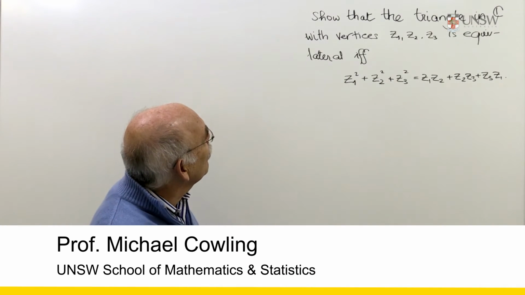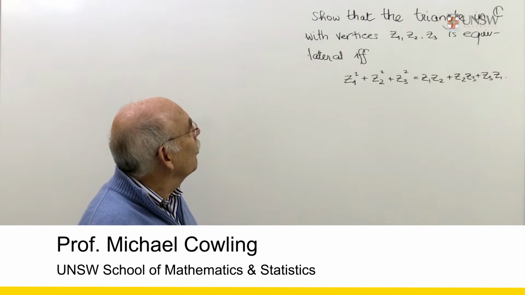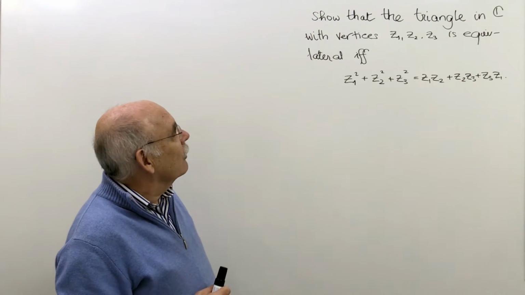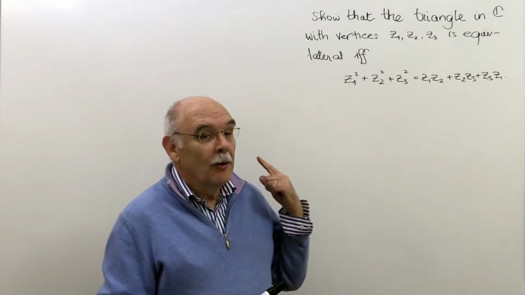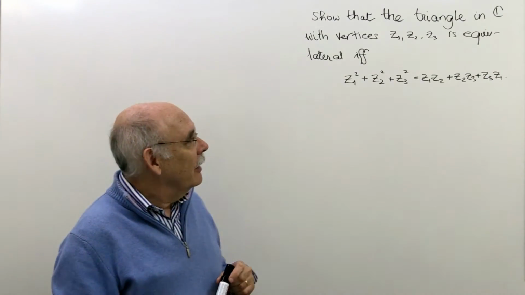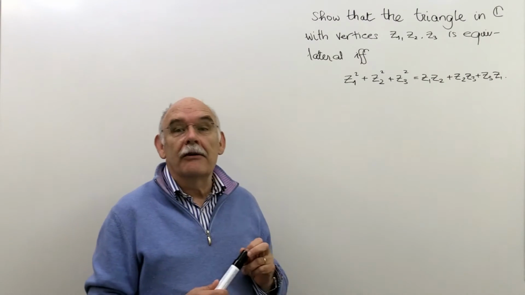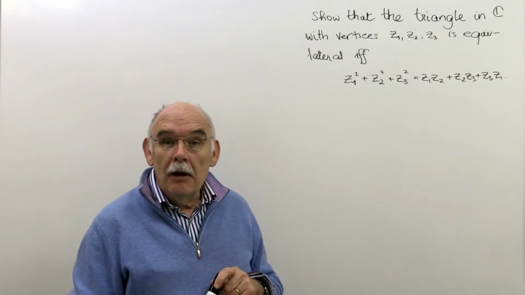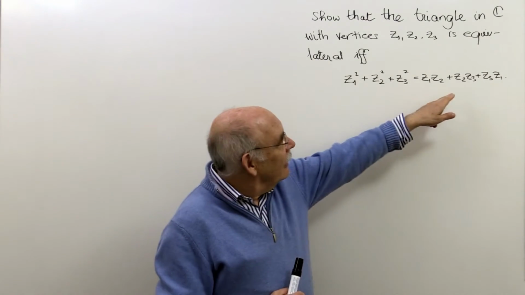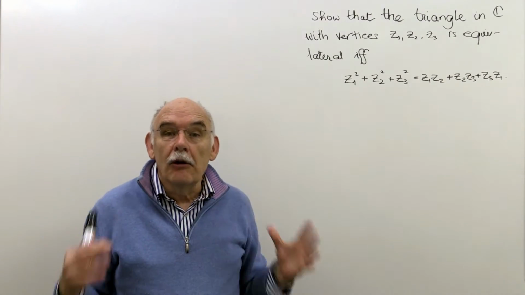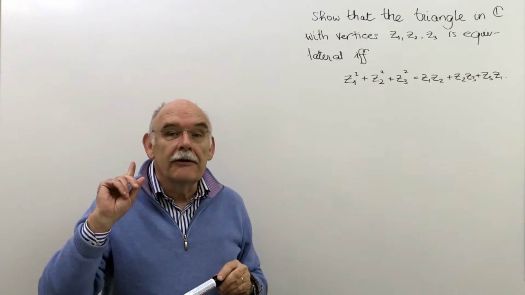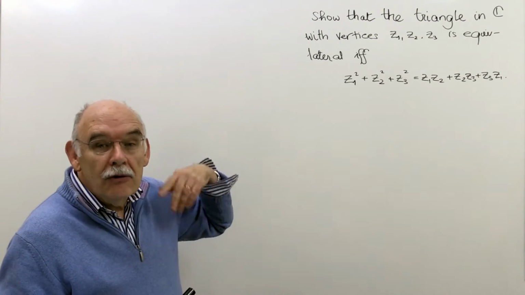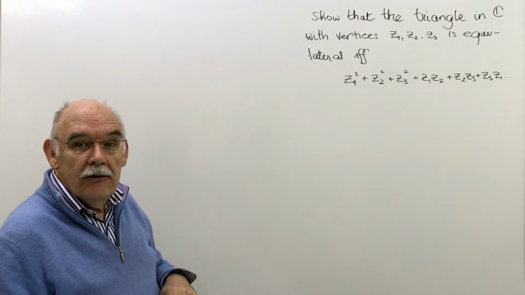Okay, so the problem: show that a triangle in the complex plane with vertices z1, z2 and z3 is equilateral if and only if z1 squared plus z2 squared plus z3 squared is equal to z1 z2 plus z2 z3 plus z3 z1. Now, this is a rather mysterious problem because at least it's not obvious from the beginning what on earth that means. So I think it is useful to take a simple case as an example to try and see how we might proceed in general.